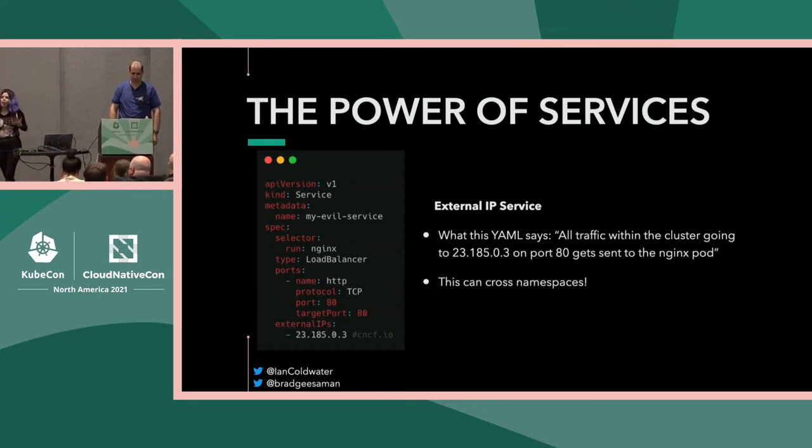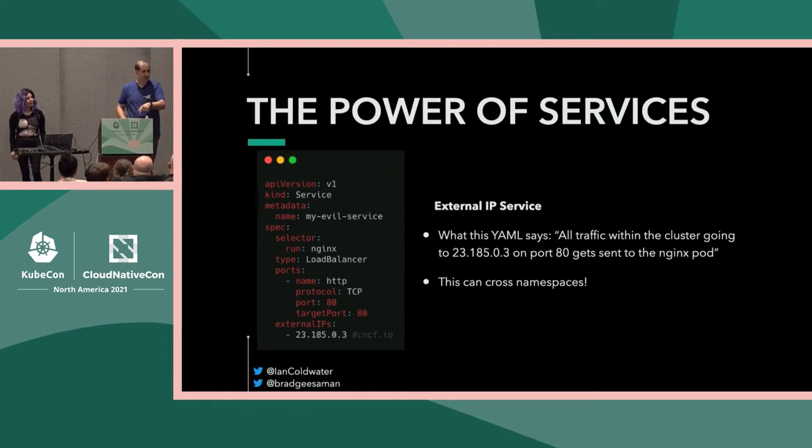External IP services are pretty uncommon, but they're very powerful and they can be very useful. For example, they have a useful ability to modify IP tables. They are literally redirection as a service. Let me explain. You see this service YAML. What it really says is, all traffic within the cluster going to this external IP is redirected to the Nginx pod on port 80. I'll say that again. All traffic going to an external IP is going to this pod right here.